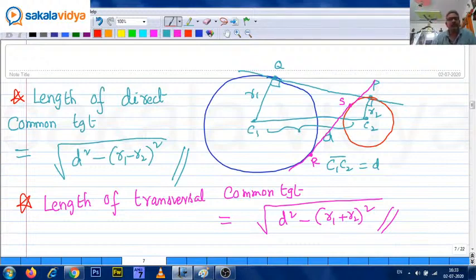So if you want to find out the length of the direct common tangent and the length of the transversal common tangent, you shall not be given the D value, R1 value and R2 value directly, but you need to find out the radius of the first circle R1 and center of the first circle C1. And in the second case, you need to find out the radius of the second circle R2 and center of the circle C2. Then the distance between the centers we need to find out, that is D, using the distance formula, and then using these two formulae we can find out the length of the direct common tangent and the length of the transversal common tangent.